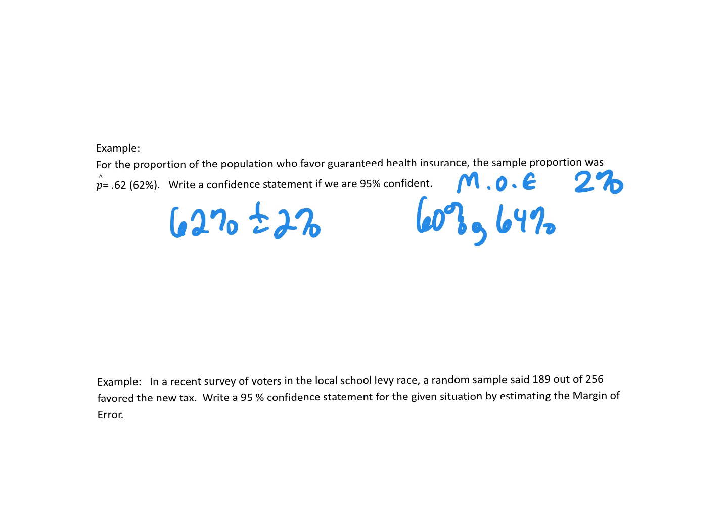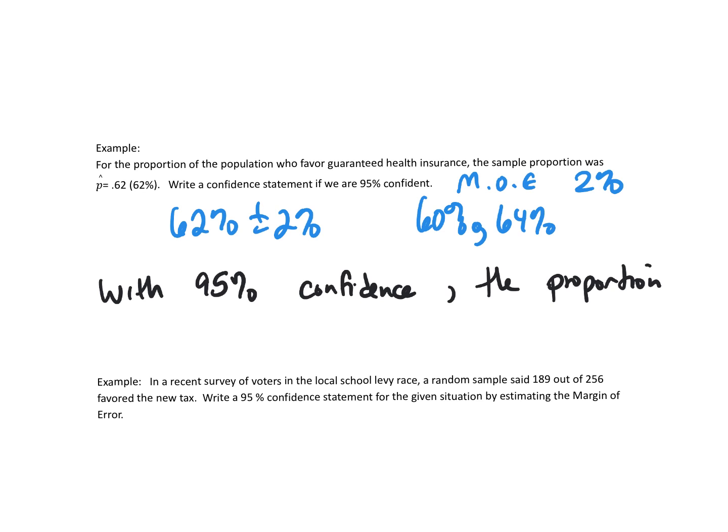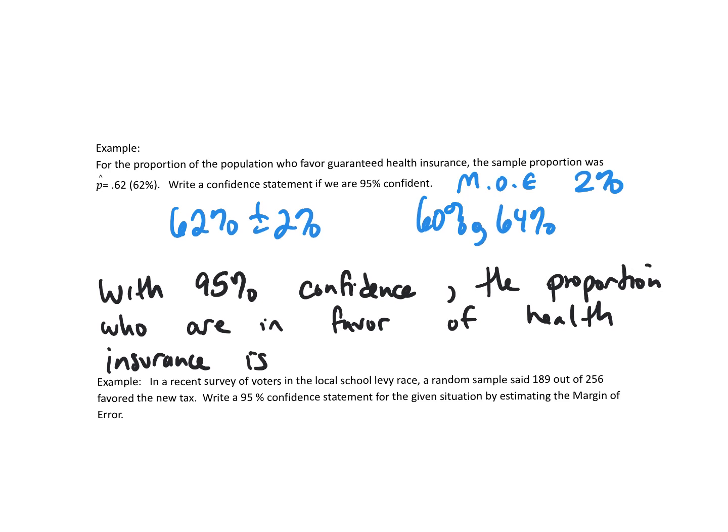So if I want to say how confident I am, if I want to be 95% confident, I can just say with 95% confidence, the proportion who are in favor of guaranteed health insurance, so everyone gets it, is between 60% and 64%.